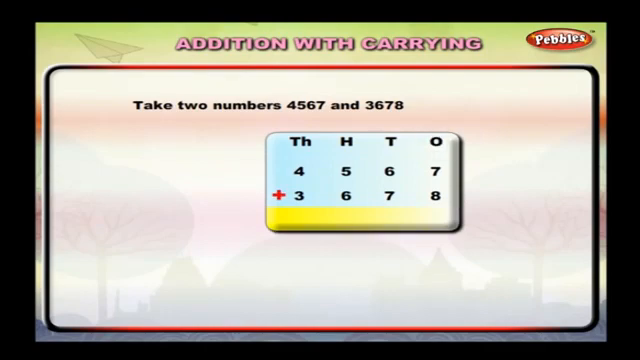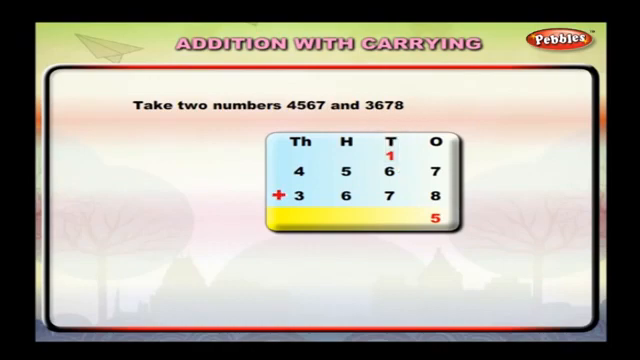Add ones column. 7 ones plus 8 ones will give you 15, which is 5 ones and 1 tens. You cannot write 15 as the answer in the column below. So, we take 5 ones to the column below and carry over 1 tens to the top of tens column.